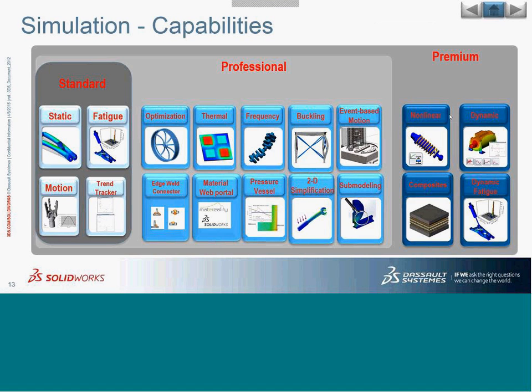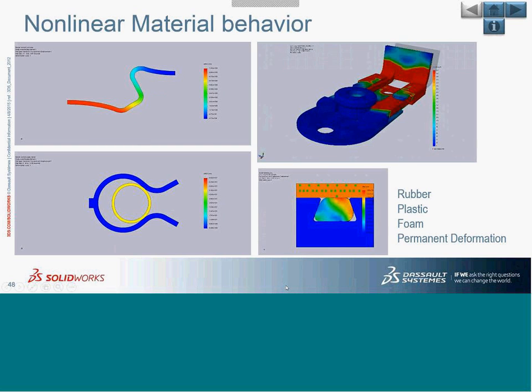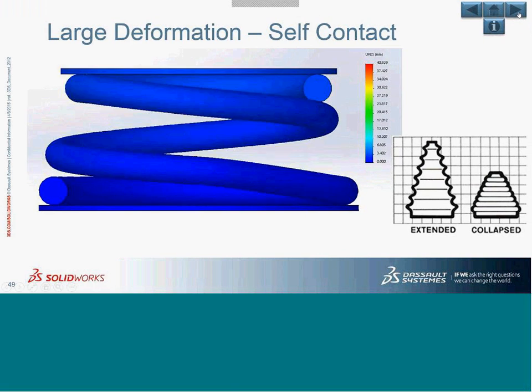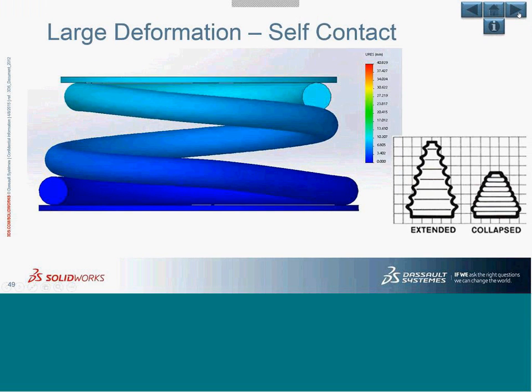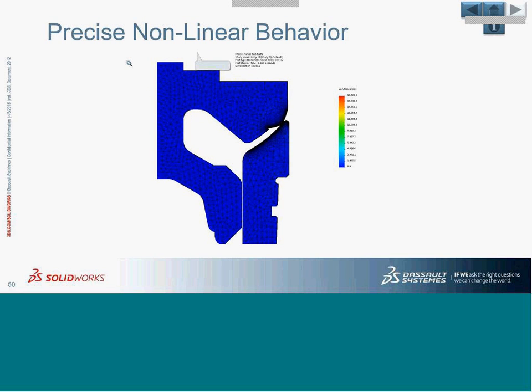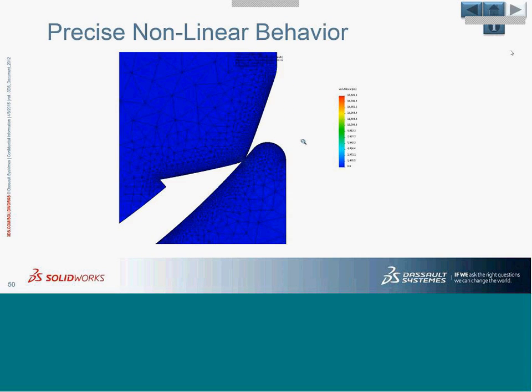Now let me quickly show over here. These are the non-linear capabilities wherein you can simulate components like rubber, plastic, foam. If you want to understand the permanent deformation, these capabilities are simulated in the Simulation Premium module, and you can understand it in more detail over here. You can see it, a detailed analysis, something like this. Detail that you can understand in non-linear.